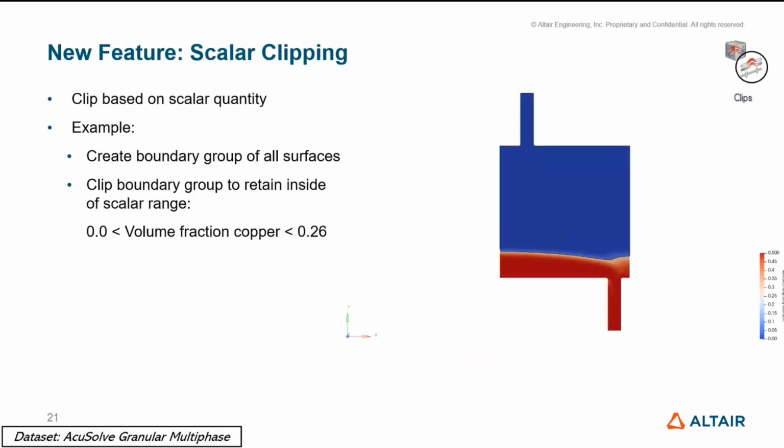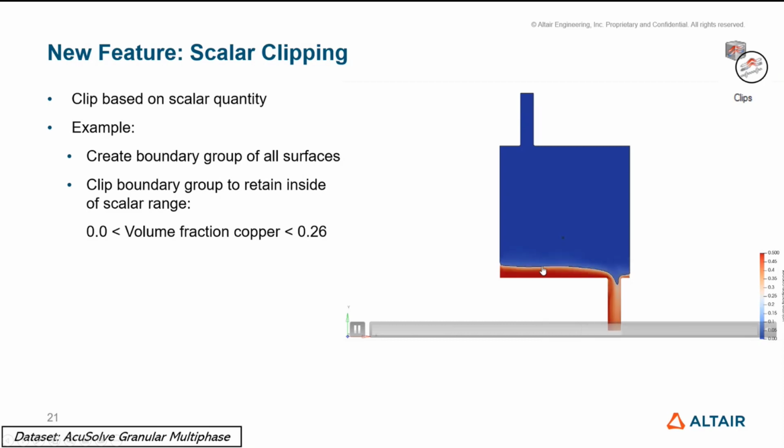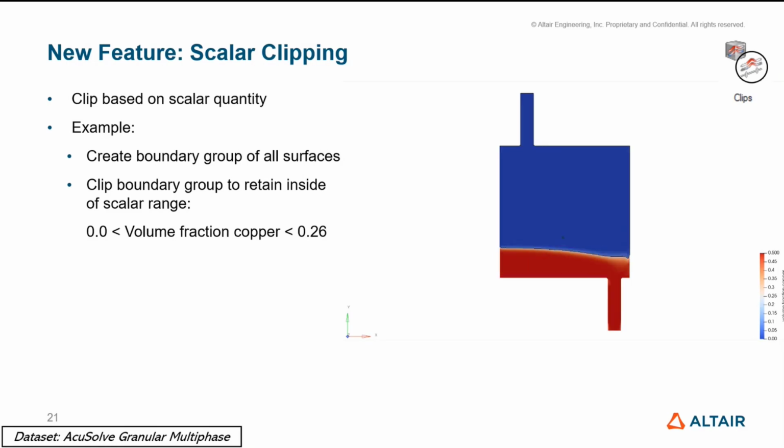Okay, so moving on to the next new feature, which is scalar clipping. We now have the ability to clip a representation by a scalar. You can utilize boundary groups or slice planes, ISO functions, and then clip those derived representations based on a scalar function. In this case, we're showing a granular flow example where we have the boundary group of all the surfaces within the model that is clipped by the volume fraction of copper. You see in my animation here on the right that there's a small line indicating the free surface of the copper. Then you can see that free surface speed up as it exits through the domain, and then eventually becomes all liquid and no more solid.